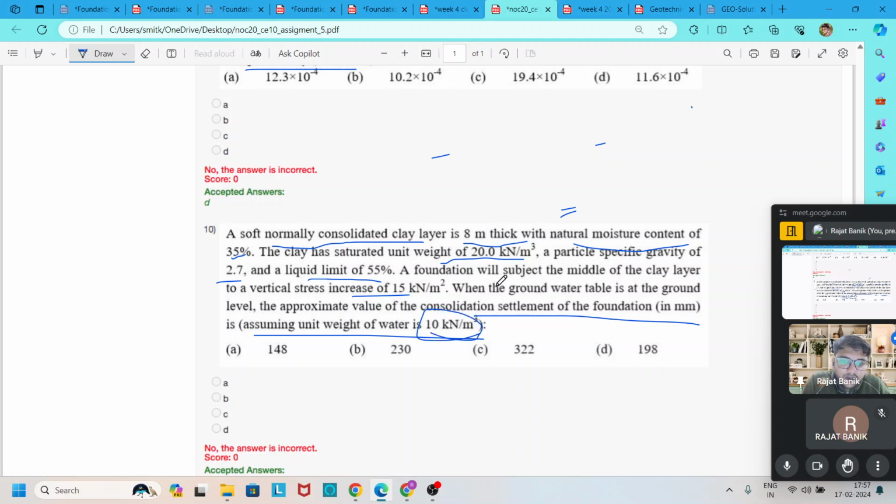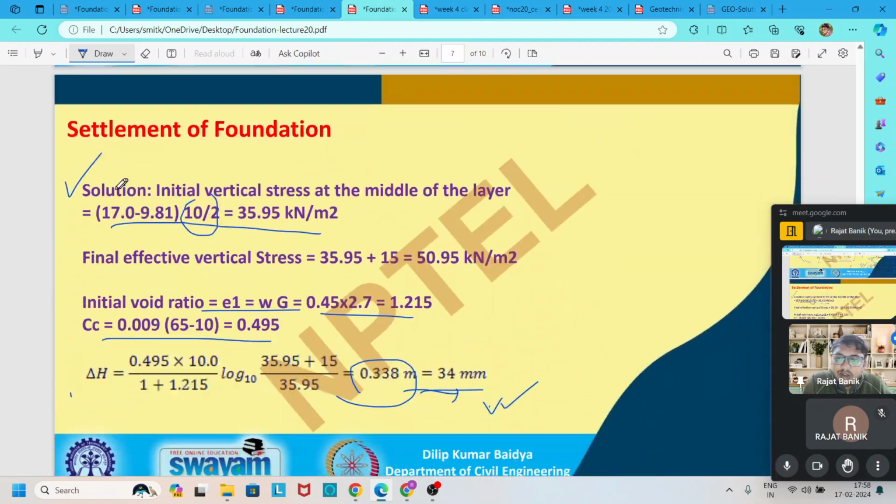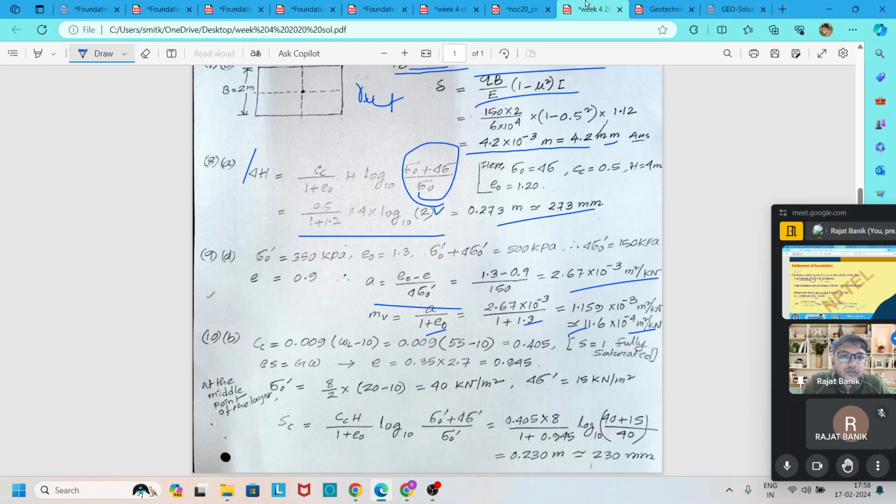And the unit weight of water is given 10 kilonewton per meter cube, and the groundwater table is at the ground surface. It is similar to the problem of lecture 20, if you remember. Similar, if the data is changed. So we use this formula, as it is a similar problem.